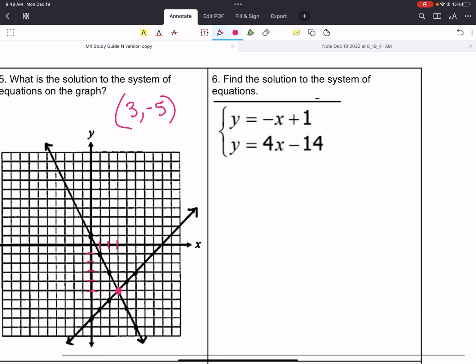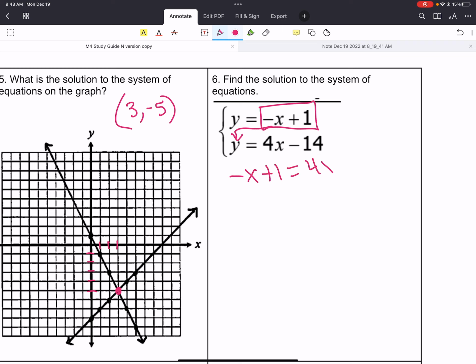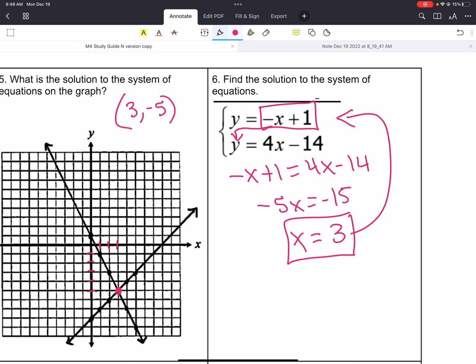For number 6, it's already solved for y. So put it in for y here. So negative 5x equals negative 15. x equals 3. So then I'm going to take that and put it back in here. So negative 3 plus 1 is negative 2. So y equals negative 2. So negative 2, comma 3 is the solution to my system.